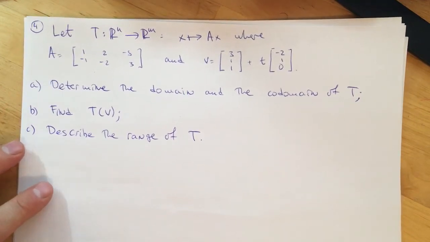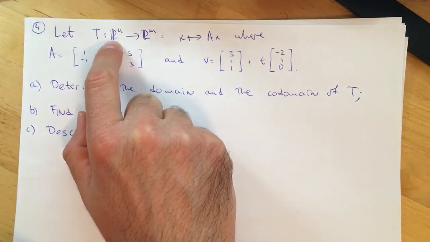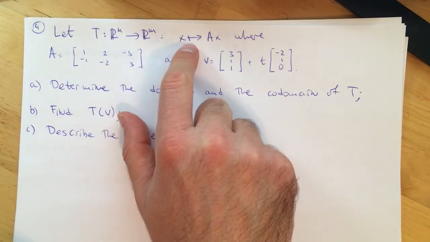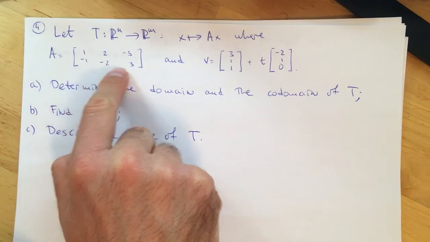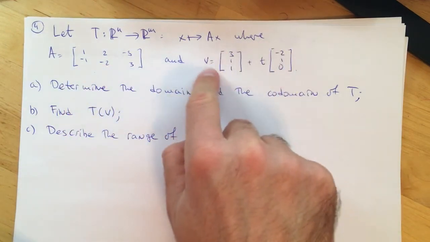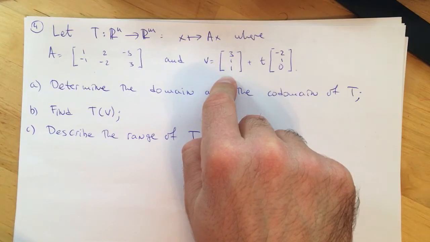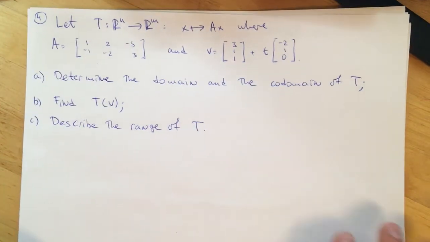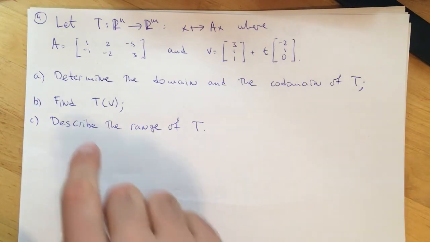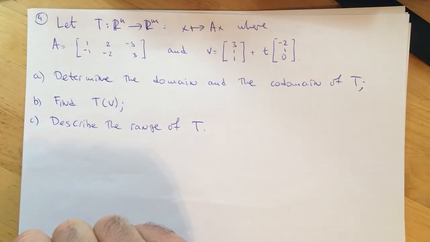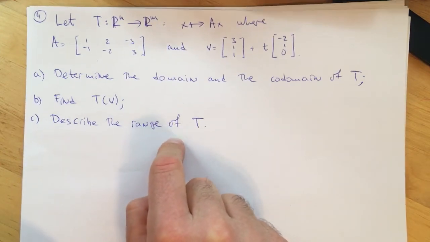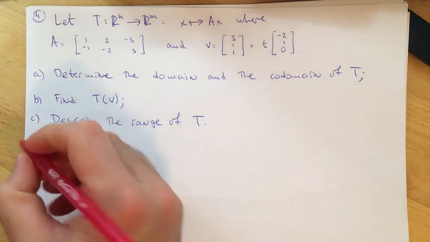Question number 4. Let T be a transformation that goes from Rn to Rm, defined by the standard matrix A, [1, -3, -1; -2, 3], and let this line be defined. The questions are: A, determine the domain and the codomain of T. B, find the image of the line under the transformation T, and describe as precisely as possible the range of T.